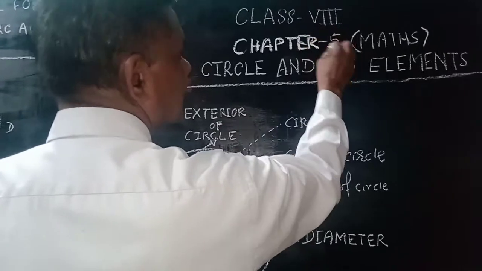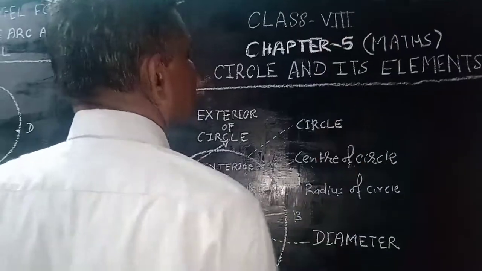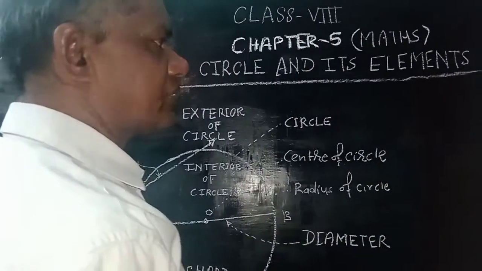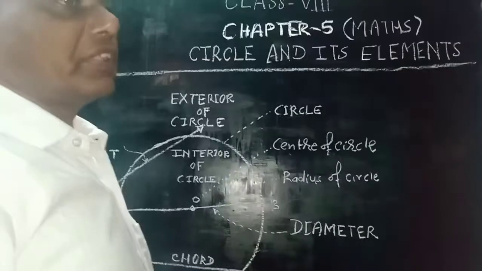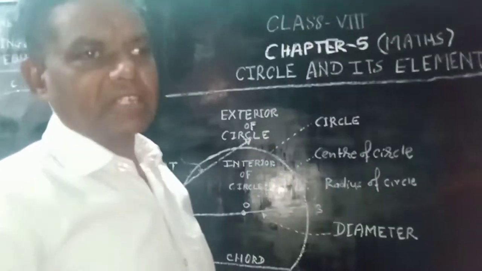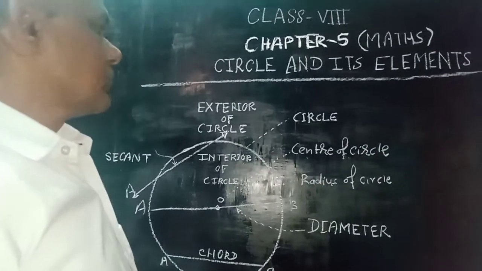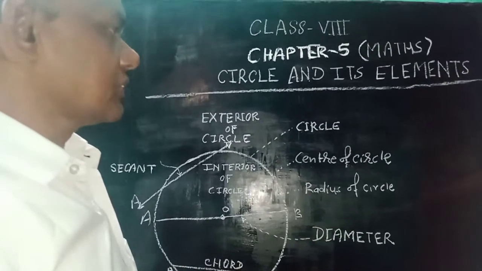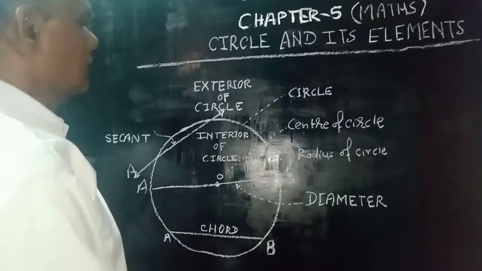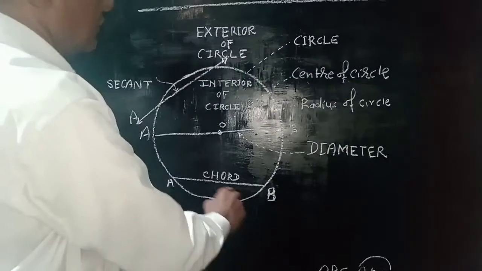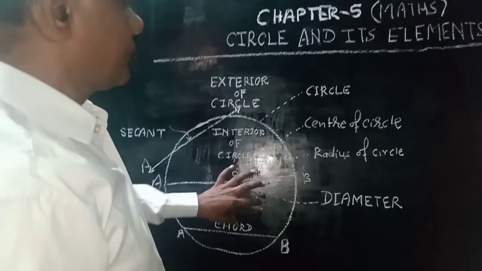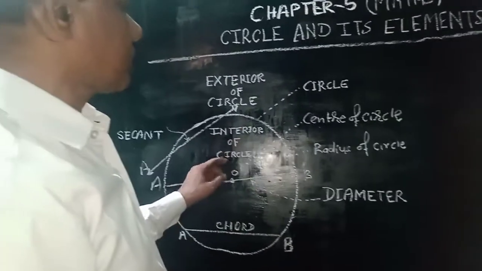Chapter 5 of Mathematics: Circle and its elements. Circle and its elements, you have learned different types of elements in your last classes and last year. But some elements are revised by myself here. This is the circle. This interior portion of the circle is called the interior of the circle.